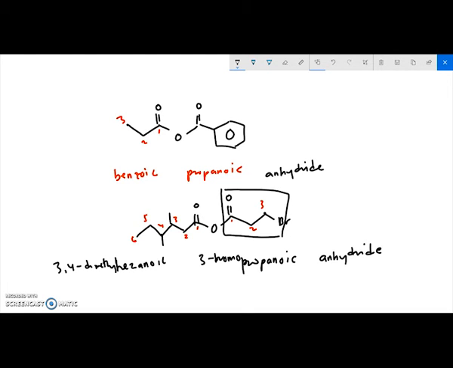Therefore, guys, there you have it. The name will be 3,4-dimethyl hexanoic, 3-bromopropanoic anhydride. It has 3 separate words to describe the IUPAC name of the respective compound.